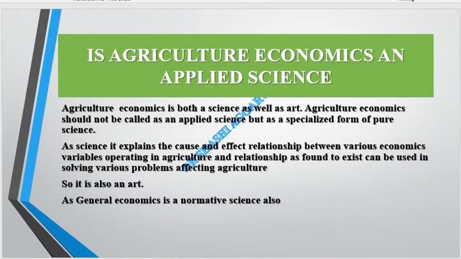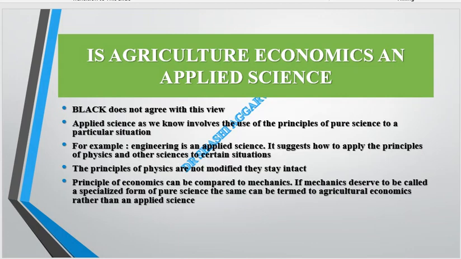Agriculture economics is both a science as well as an art. It should not be called an applied science, but a specialized form of pure science. As a science, it explains the cause and effect relationship between the various economic variables operating in agriculture. Like the yield depends on so many things: the fertility of land, the rainfall, the irrigation, and the means of cultivation. The relationships found to exist can be used in solving various problems which affect agriculture. So that is the art. So agriculture economics is science as well as art. As general economics is called a normative science, it is also a normative science.